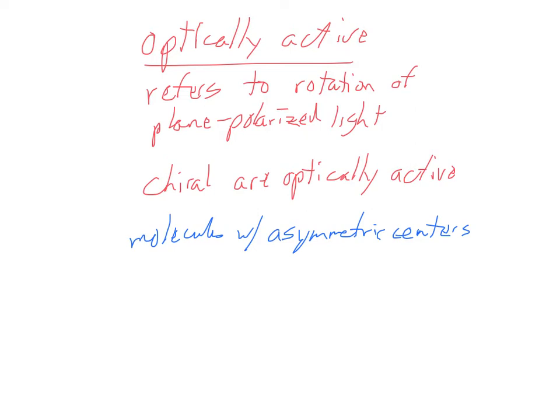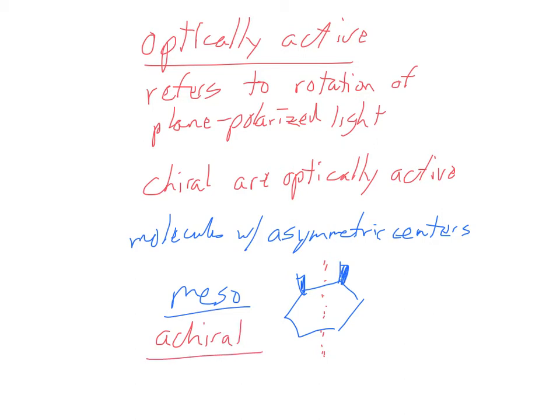Which are achiral even though they have asymmetric centers. So most molecules with asymmetric centers are chiral, except for meso compounds, which have those internal mirror planes. Right? So even though a meso compound might have asymmetric centers, it's not optically active because meso compounds are achiral. So it's not always at asymmetric centers. Usually if you have asymmetric centers, you're chiral and you rotate plane polarized light, but not always.